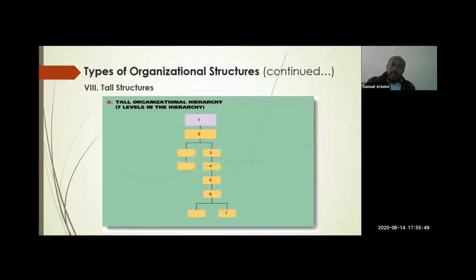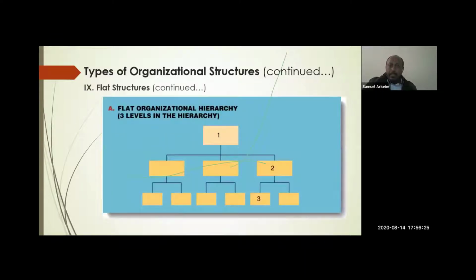Then we can also talk of structures in terms of the length or width of the structure. The first one in this, or the eighth in sequence, is the tall structure, where we have a very long or very tall kind of structure. This could have levels going down to the low-level employees, or even a kind of function or product. Then the ninth one is flat.